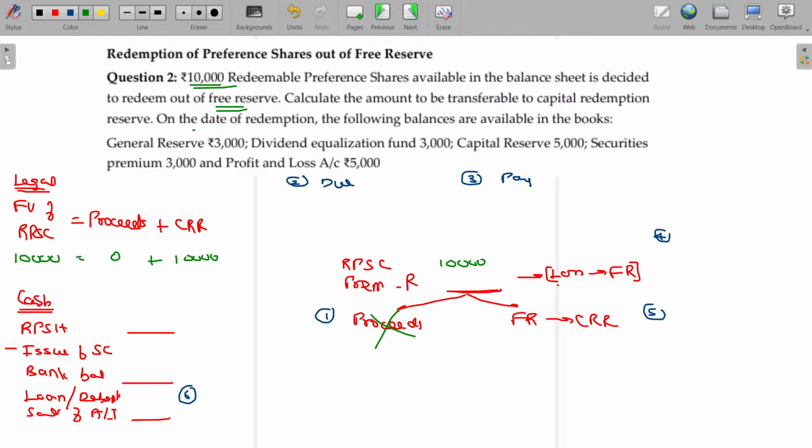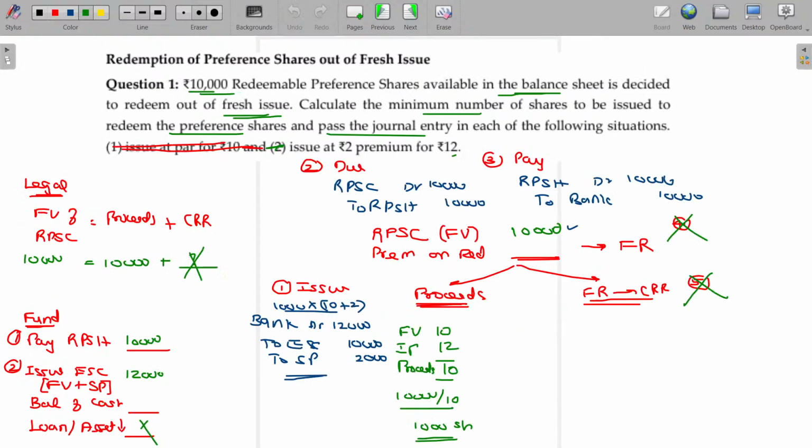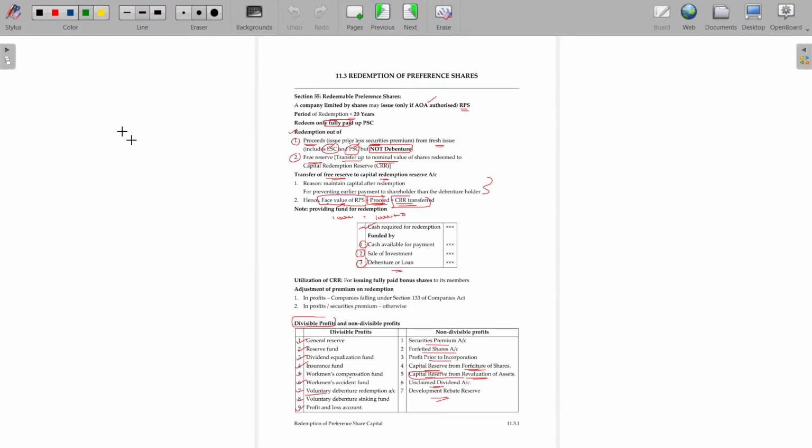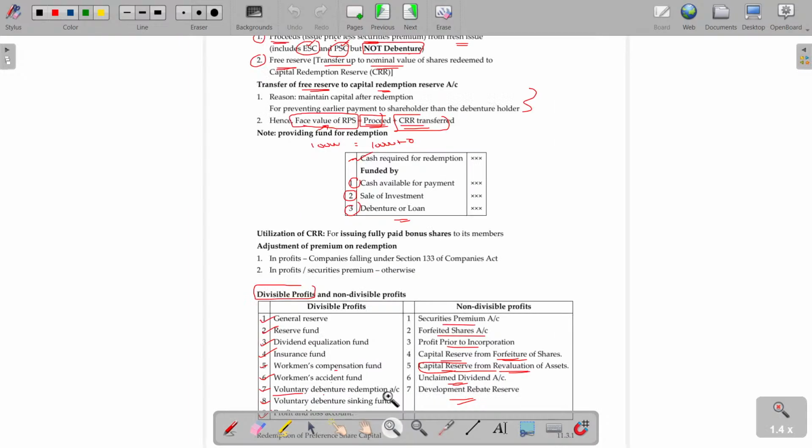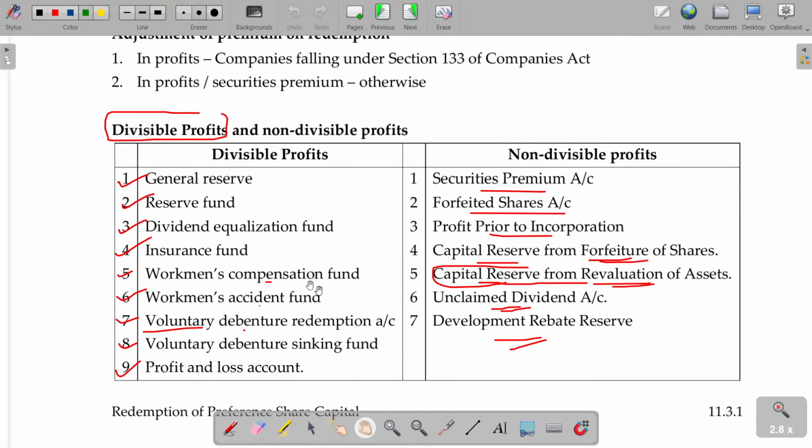On the redemption date, the following balances are available in the books. General reserve, free reserve. Dividend equalization reserve, also free resource. Capital reserve is not free resource. Securities premium is not free resource. And profit and loss being the free resource. We have 3 free resources. Already told what are called free resources. In the very first page itself, I guided you. These are called free resources, right?